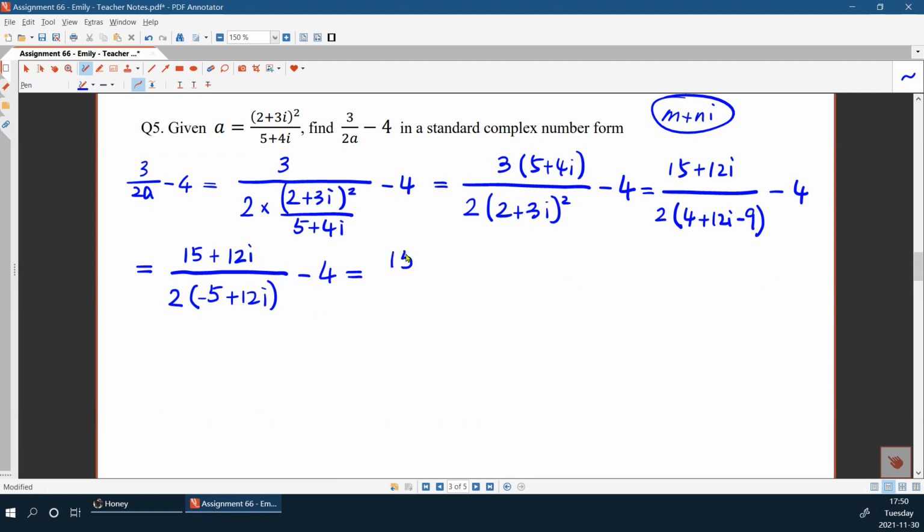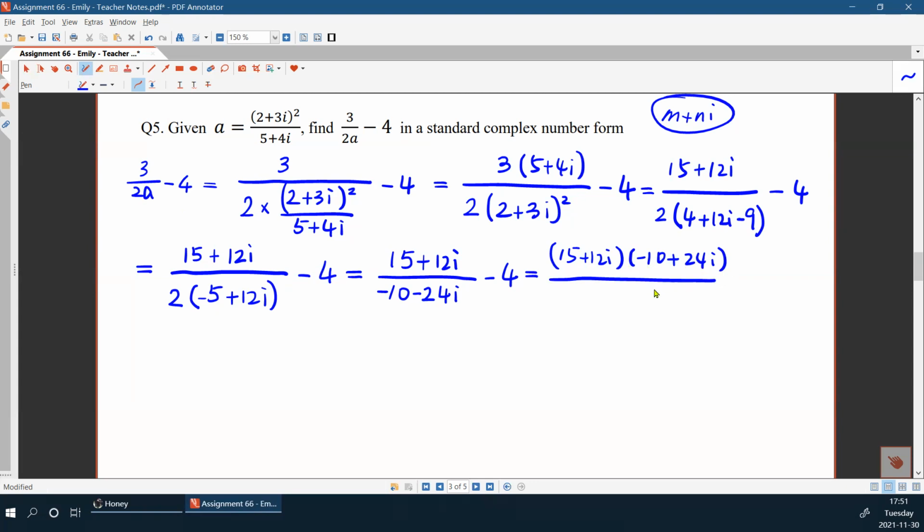This equals the numerator, which we just copy, over the denominator, which is -10 plus 24i, and then minus 4, giving -14 plus 24i. Here we come to a point where we need to rationalize the denominator. The key is to find the conjugate of the denominator. Remember the concept of the conjugate: keep the real part unchanged and convert the imaginary part to the opposite. So we need to multiply both the denominator and the numerator by the conjugate.